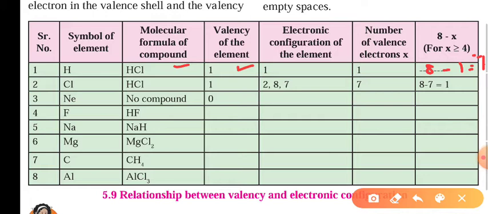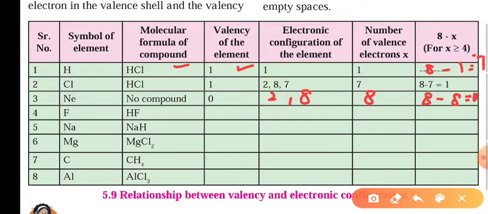Chlorine, they have already completed. Neon, no compound. 0 is the valency of the element. Electronic configuration 2, 8. Number of valence electrons 8. So here what it will be? 8 minus 8 equal to 0.